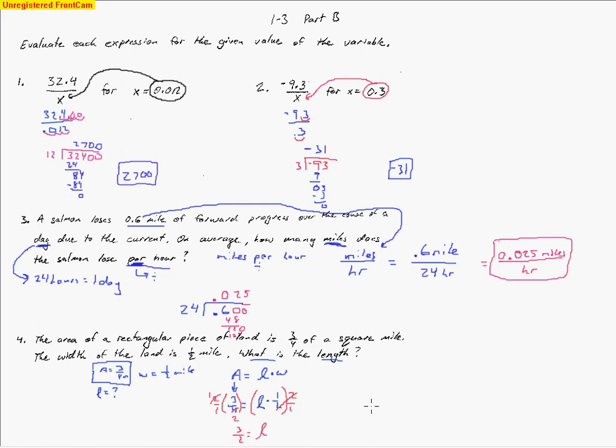So what we want to do now is change that to a mixed number. A little bit easier to understand. So 2 goes into 3 1 time. And that leaves me with 1 left over. Bring up the decimal point, 2 goes into 10 5 times. So I could rewrite the answer as 1 5/10, or I could write it as 1 1/2 mile is equal to the length.